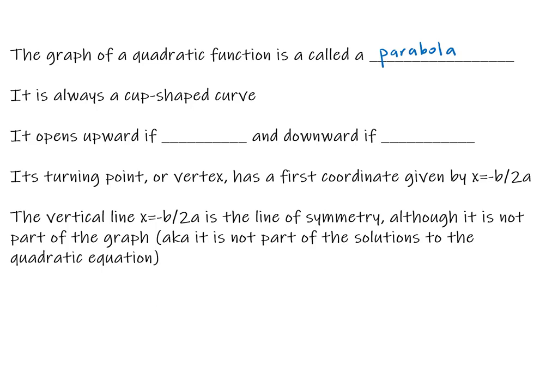It opens upward if my leading coefficient is positive. Our leading coefficient is a. And we say something is positive by saying it's greater than 0. So it opens upward if a is greater than 0. It opens downward if a is less than 0 or negative. It has a turning point or vertex, which is the first coordinate given by the formula x is equal to negative b over 2a. And that equation also is the line of symmetry. So the line of symmetry is where that graph becomes a mirror image. Let's go ahead and do the first question.